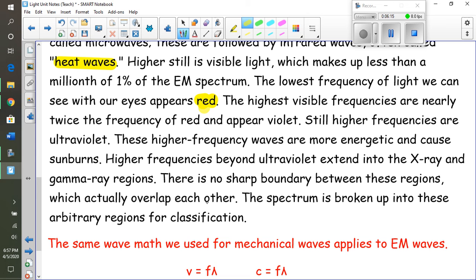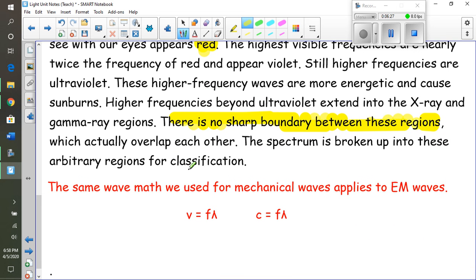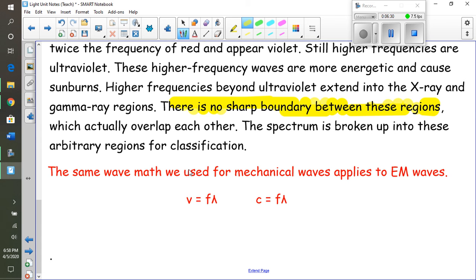There's no sharp boundary between these regions. Okay, that's something that's kind of important. There's no sharp boundary between these regions. They kind of overlap a little bit. But we still break the spectrum up into those arbitrary regions just for classification's sake. We can use a little bit of math. Remember that the speed of a wave equals its frequency times its wavelength, so we just swap out the v for a c. Same math that we did for other waves.